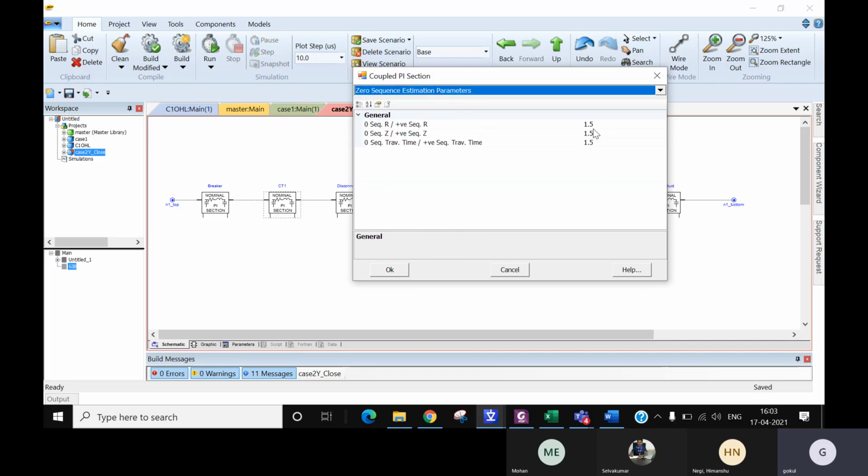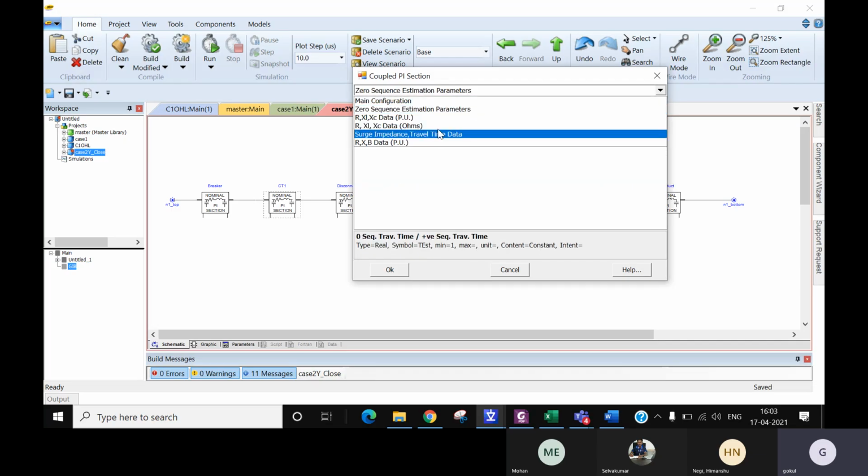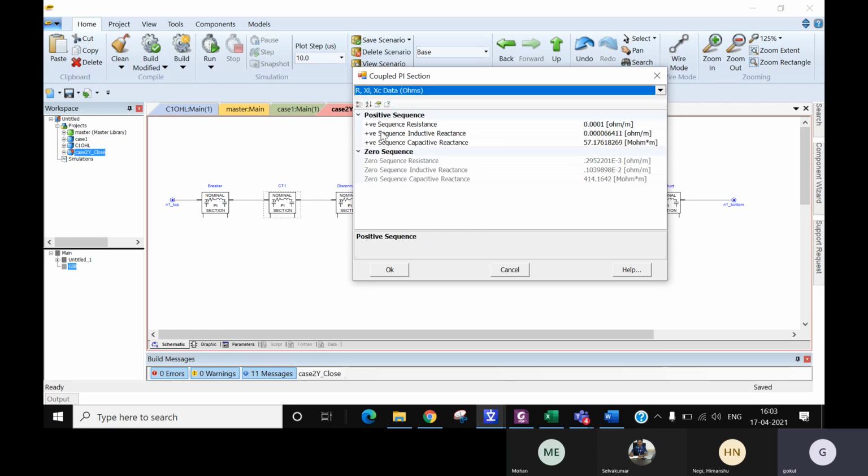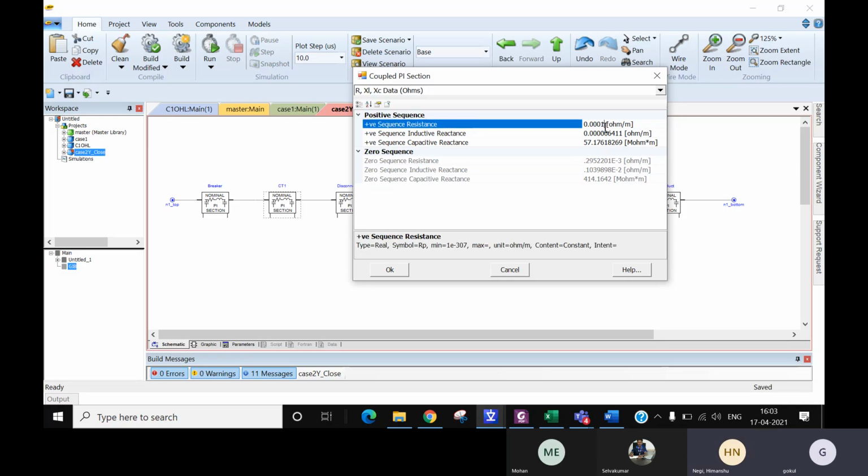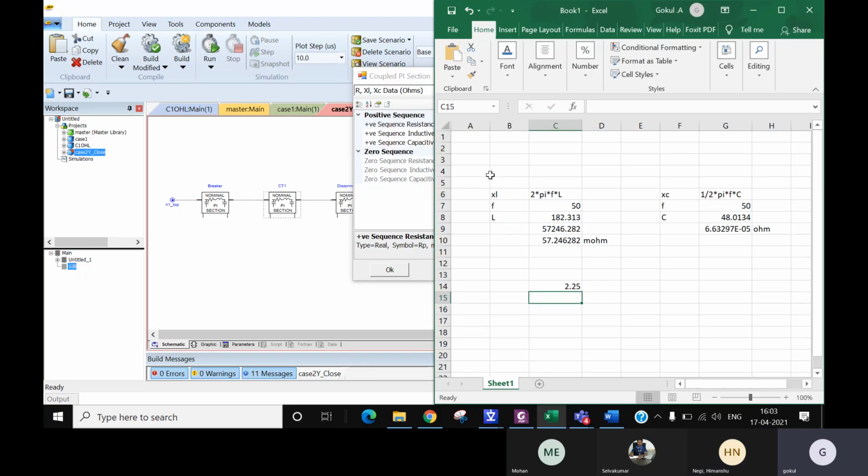This you can just give 1.5, because this is the thing we are going to calculate. For the positive sequence resistance, you can give the minimum value, like 0.0001. And the next two things you are going to calculate are the capacitive reactance and the inductive reactance. So XL, you know the formula, is 2 pi fL. You know the frequency, you know the L, into 0.862, which is the meter. So you should not forget that.